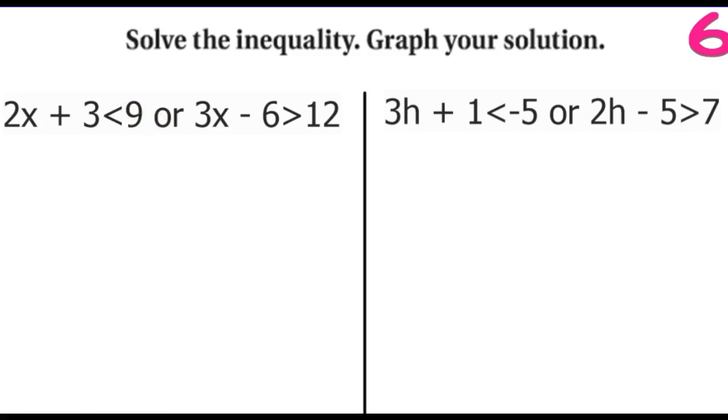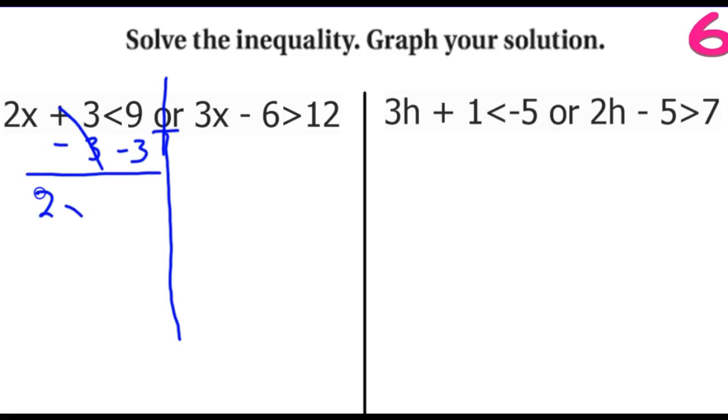Alright, here we have a couple OR inequalities. So the first one, OR, we're going to separate them so we know to do each of them separately. I'm going to subtract 3, my first step. So we have 2x is less than 9 minus 3, which is 6. Divide that by 2, and x is less than 3.